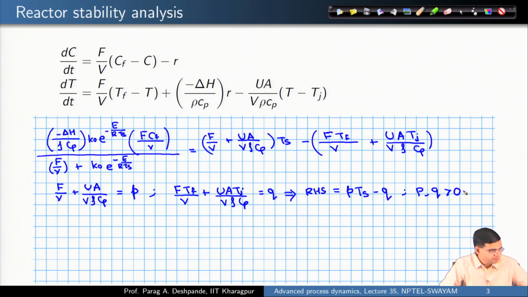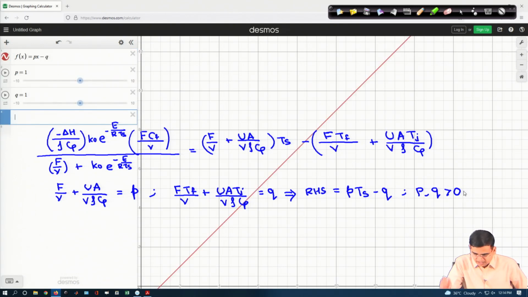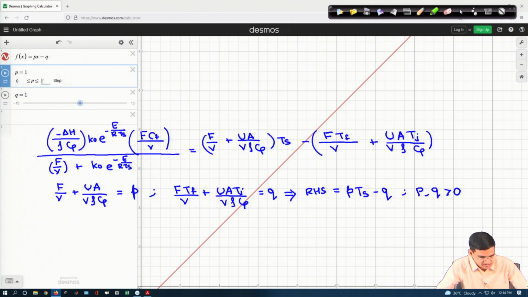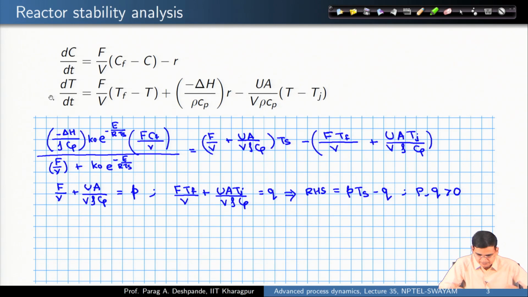Let me plot this and see the nature. So, f of x is equal to P x minus Q. Okay. Well, not very difficult to see how this plot would look like, and we would also set P and Q between 0 and 5 to confirm that they are positive. Fine. Now, what about the other quantity?